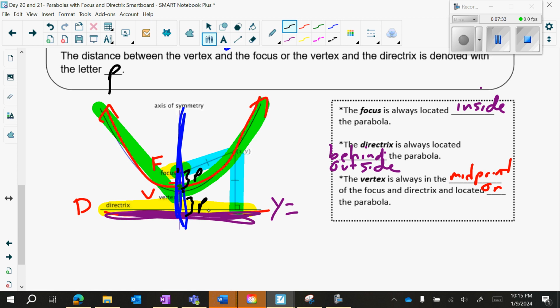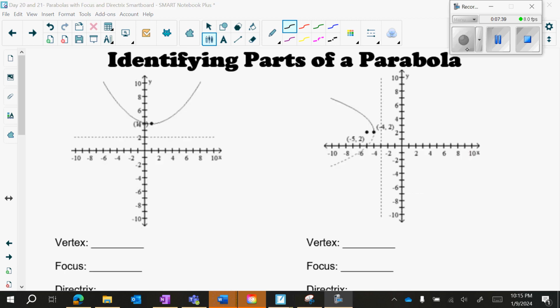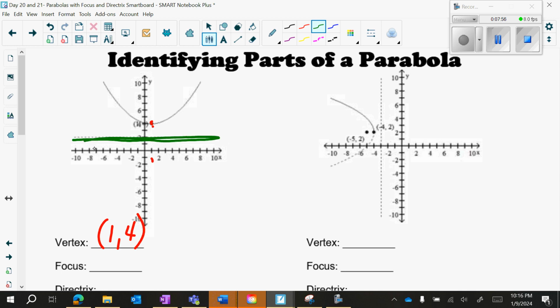All right, so now we're actually going to do questions. Here we go, turn the page or scroll. If you look at this picture, it says vertex. So look for the turning point. Here it is. Label it. It's (1, 4), right? All right, so where's the focus? I don't know yet. I have to first find the directrix. The directrix is more obvious here. It's this line, a horizontal line passing through y equals 2.